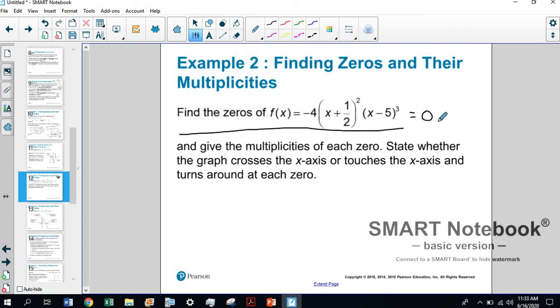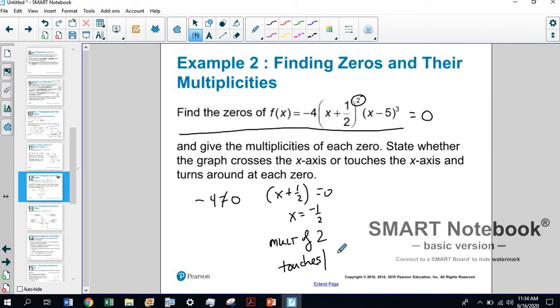Okay, so we have 3 factors. -4 is never equal to 0, so I don't have to worry about it. X plus a half is equal to 0, and that tells me x equals -1/2. It has a power of 2, and so that's the multiplicity. Multiplicity of 2. And what does that mean? That's an even number, and so that means it touches and turns at the point (-1/2, 0).